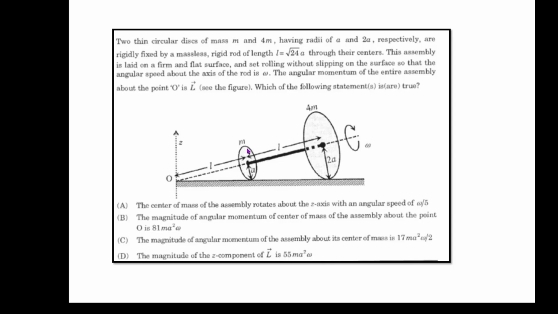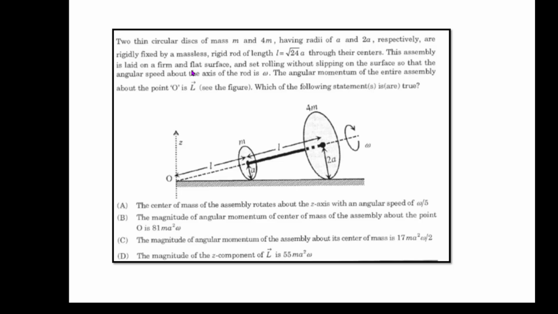So these are the two discs. One is a small disc of mass m and the big disc is of mass 4m, having radii of a and 2a. This is a, this is 2a, respectively, and they are rigidly fixed by a massless rigid rod of length L equal to square root of 24a. So this is that rigid rod which connects the centers of the two discs, and it is massless and of length square root of 24a.